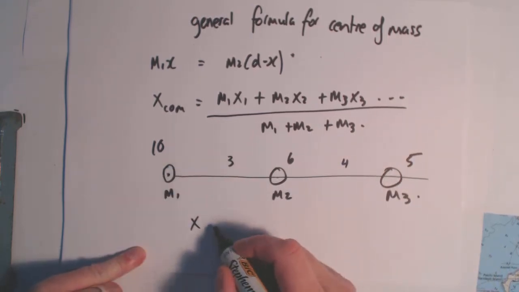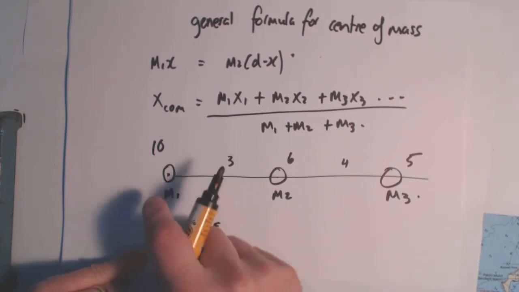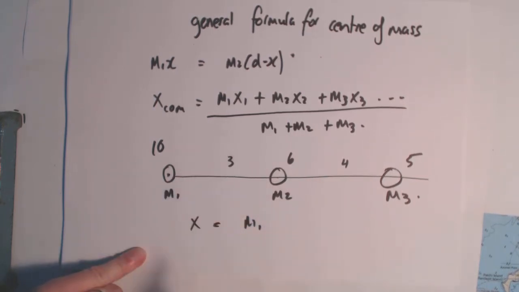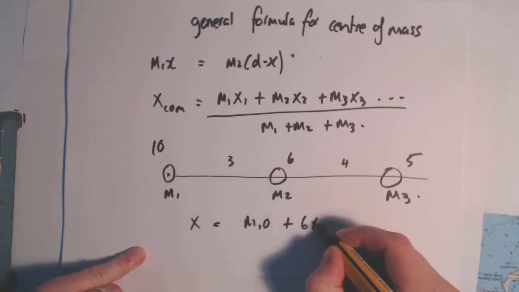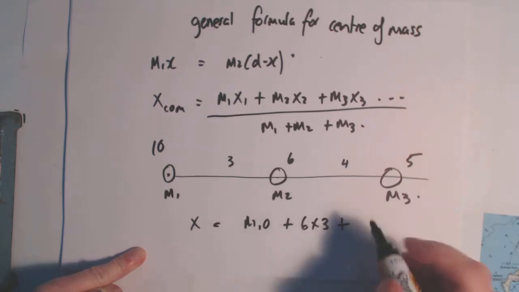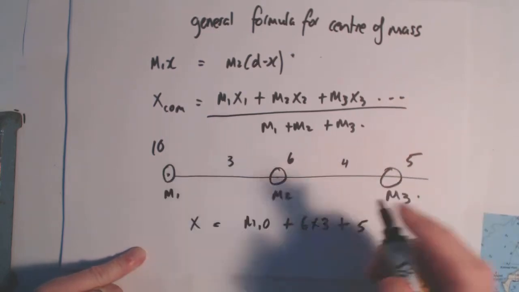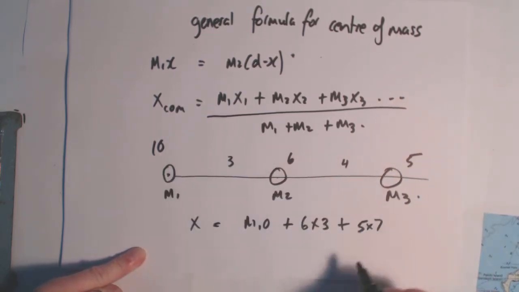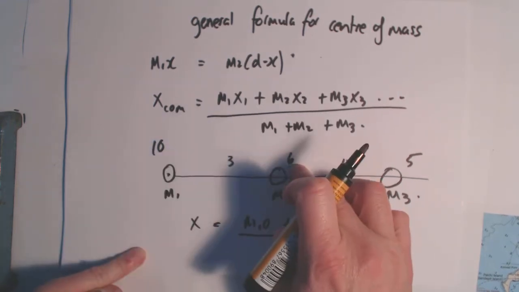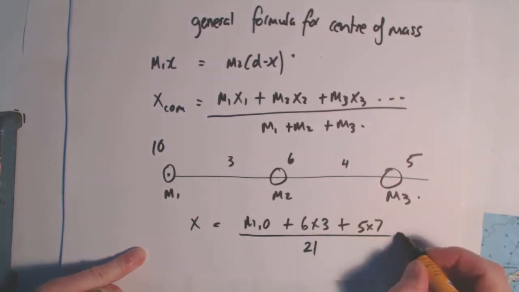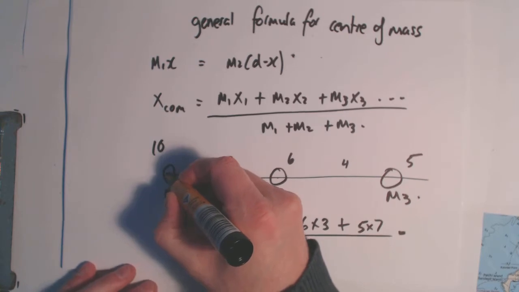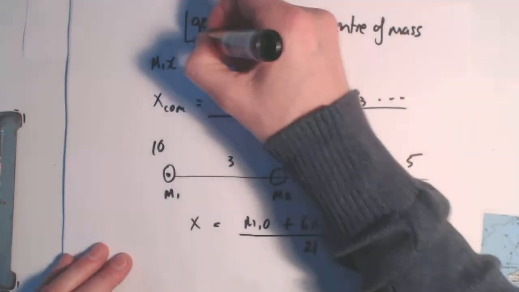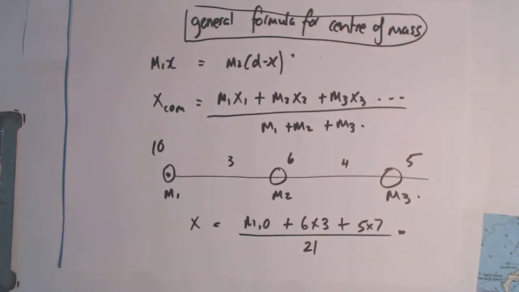then setting up the formula, measuring from this guy, we would say x is equal to m1 times distance from the measuring point, which is 0, plus m2, which is 6, times 3, plus m3, which is 5 kgs, times the distance, which is 7, all divided by m1 plus m2 plus m3. Now this one weighed 10, 6, 5, 21. I'm sure you can do the calculation. That will give you the distance from the point you measure from. And that's a general formula for finding the centre of mass.